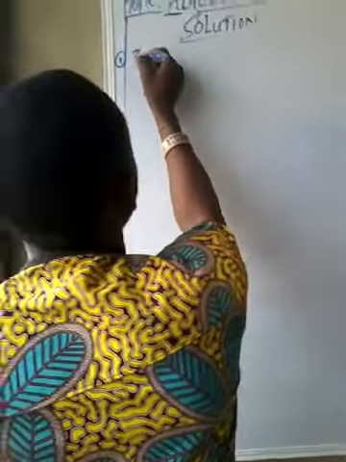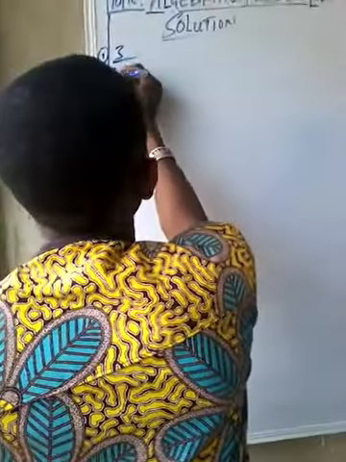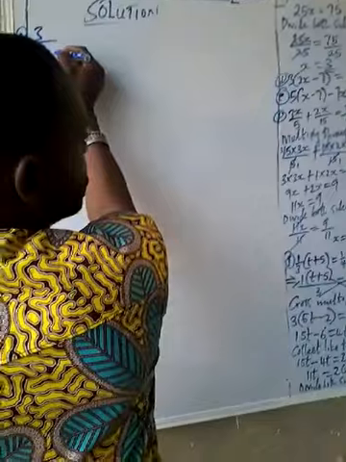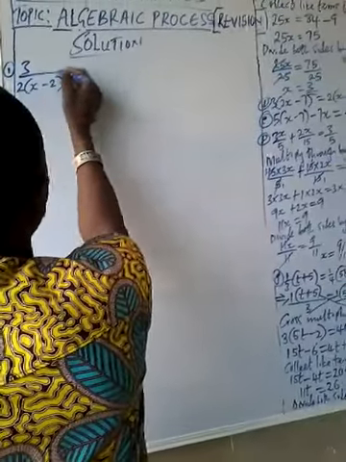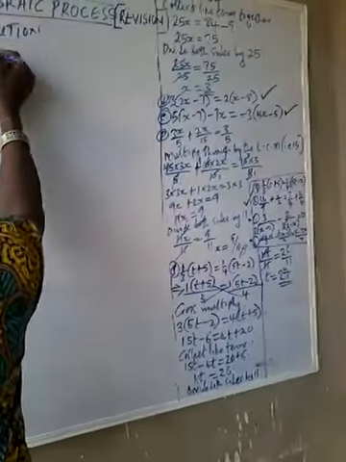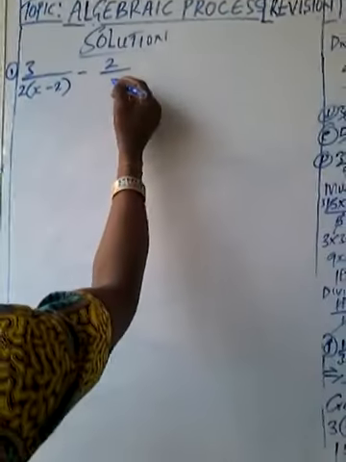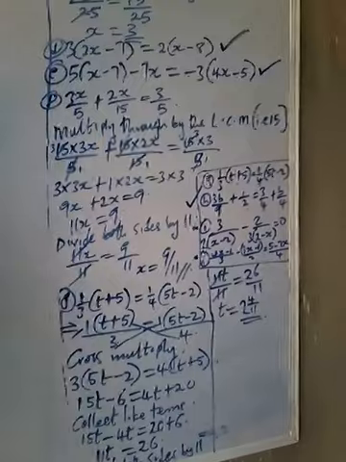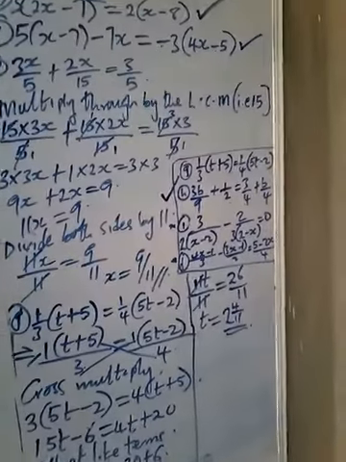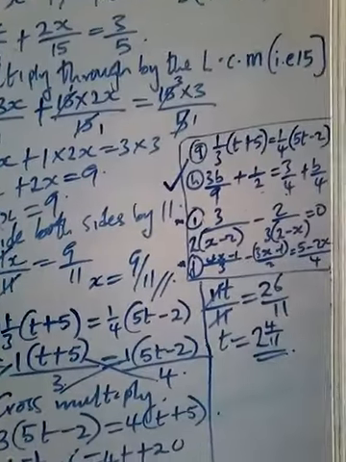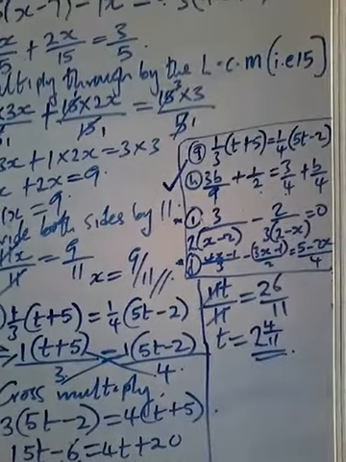3 all over 2 into bracket x minus 2, close the bracket, minus 2 all over 3, open bracket, 2 minus x, is equal to 0.